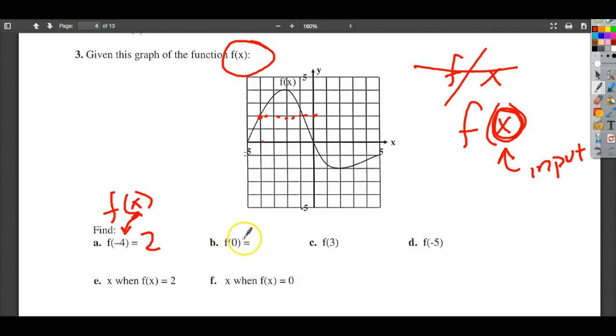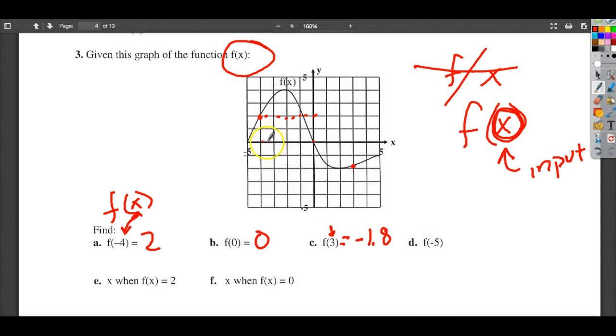F of 0, that is where x is 0 here. So boom, touching my y, my output is 0. F of 3, think about that. What do you think I'm going to do? That's right, this is my x. 1, 2, 3. Go down here. And whatever that is, that's like -1.8 or something, we'll say.